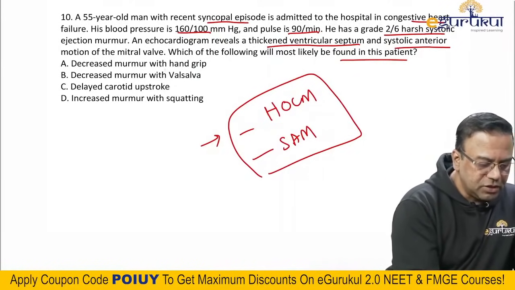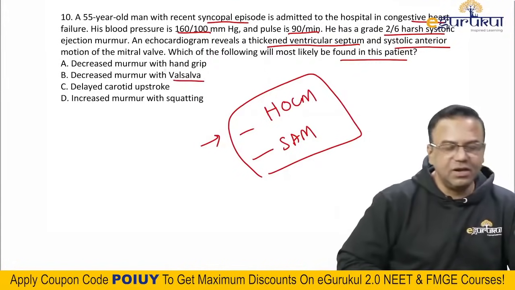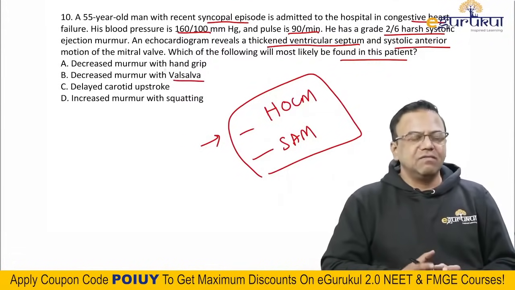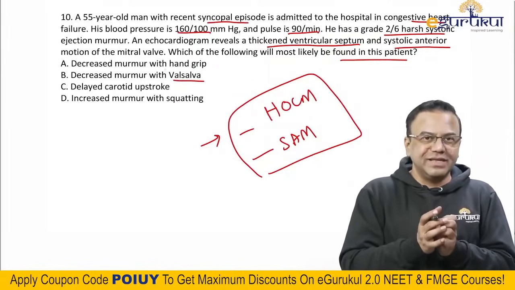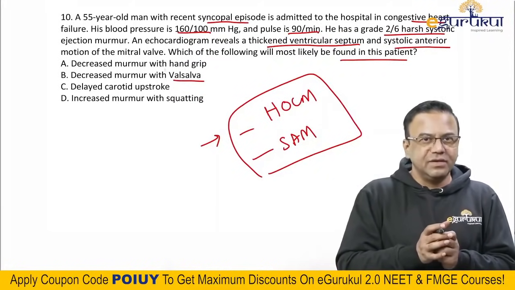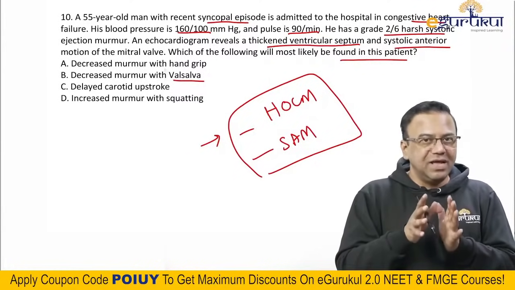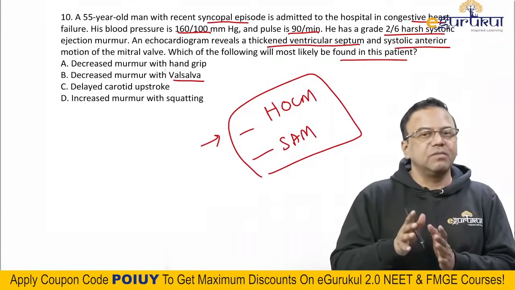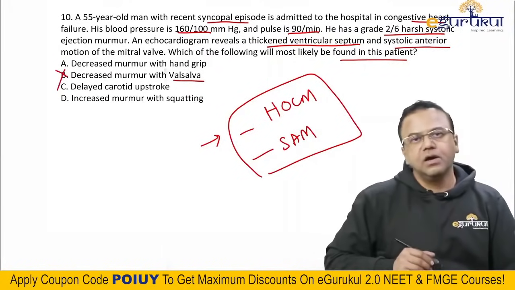So in a patient with HOCM, what happens to the murmur in Valsalva? Let's look at that first. In a Valsalva, because you are increasing the pressure in the thorax, the left ventricle fills less. When the ventricle fills less and it is pushing the blood out in the aorta, I told you less blood, louder murmur in HOCM and MVP. Here you're seeing decreased murmur, so this is definitely a wrong statement.